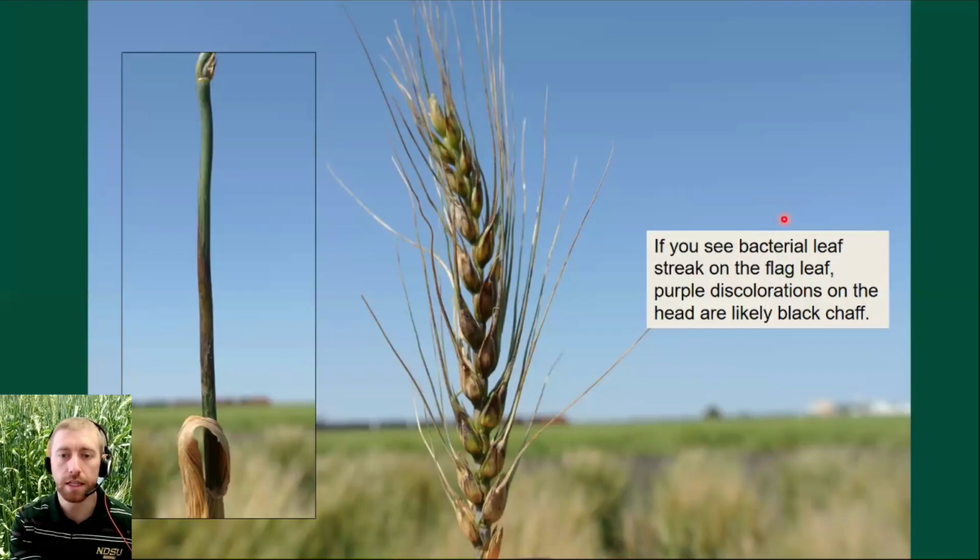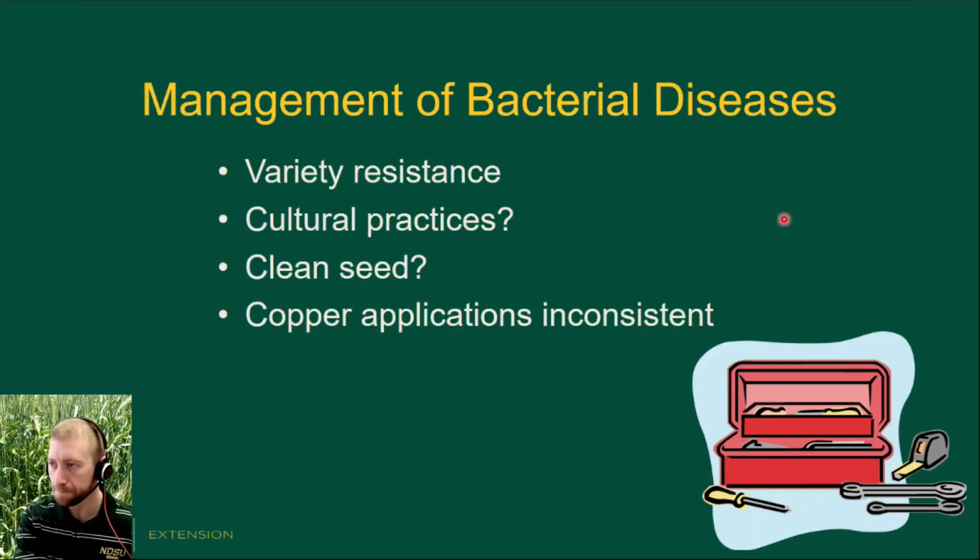This one also can lead to some development of lesions on the head, known as black chaff. So if you see bacterial leaf streak on the flag leaf, it's likely you're going to see that the bacteria splash up into the head and lead to purple discolorations. Now, this one can look very similar to glume blotch, but one way to look at it is to see what type of diseases are on that flag leaf, and then look for the purple discoloration below the head, which is often a diagnostic feature for this disease.